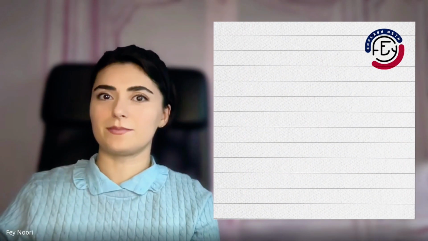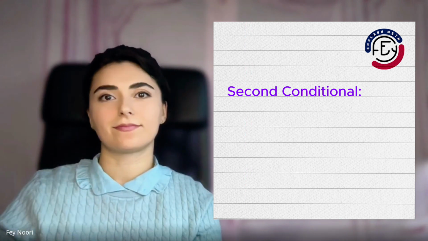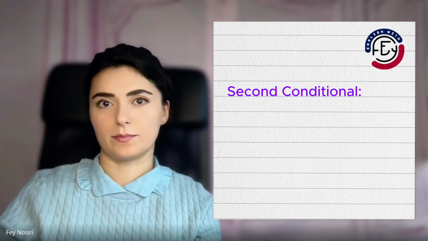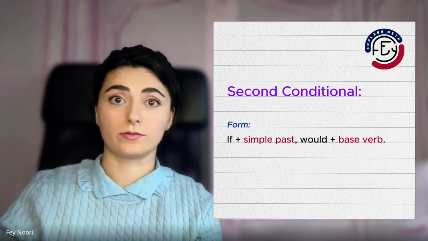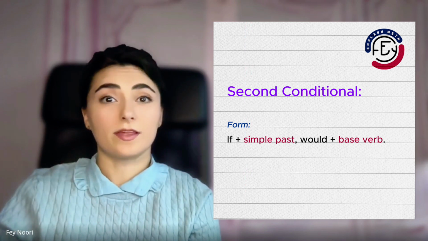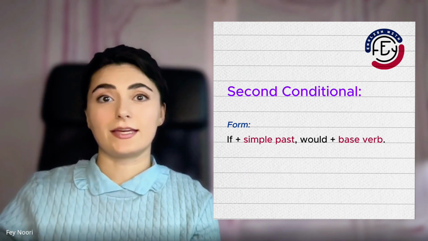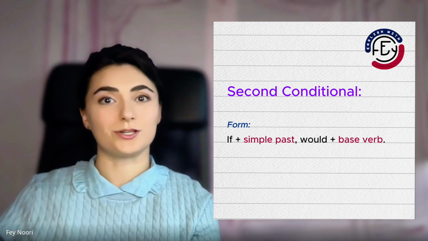Do you remember type 2? Think of an example right now. I'm going to talk about our first example. If I had $1 million, I would travel the world, or I could travel the world. It's talking about a hypothetical situation, and we are talking about it happening right now or in the future.